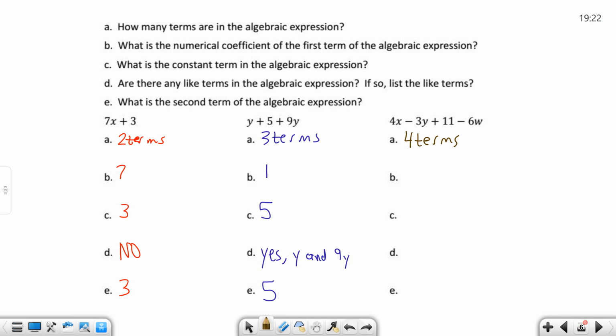Well, here's the first term. What's the number of times that first term? It's 4. Now, by the way, the first term doesn't always have to be positive. It could be negative 6x, and then negative 6 would be the numerical coefficient of the first term. So I realize all these are positive, but it could be a negative coefficient.